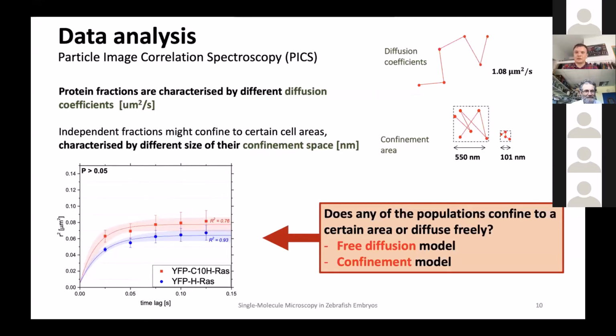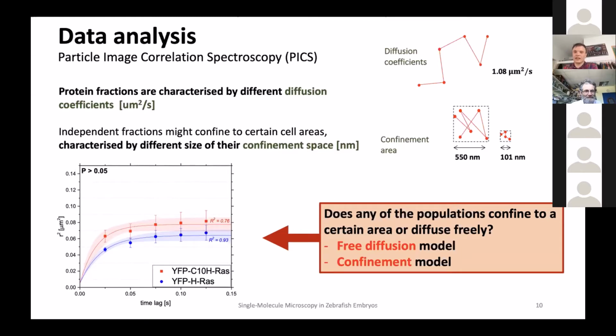Otherwise, if you see saturation of the graph, then at a certain time the molecules are not moving any further, and that means that something blocks them from moving any further, so they're confined into microdomains. So with that, when we fit the confinement model to those saturated plots, we can extract the information about the confinement size and the diffusion coefficient of each of the fractions. So in the end, we report our results by reporting the fraction size, the diffusion coefficient of every fraction, and the confinement area of every fraction.